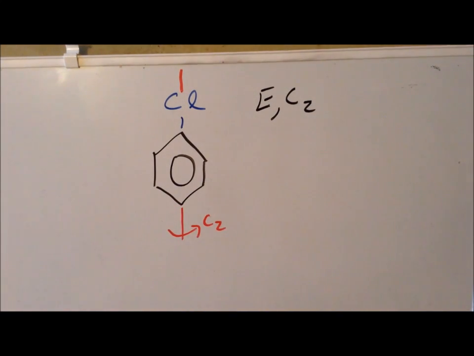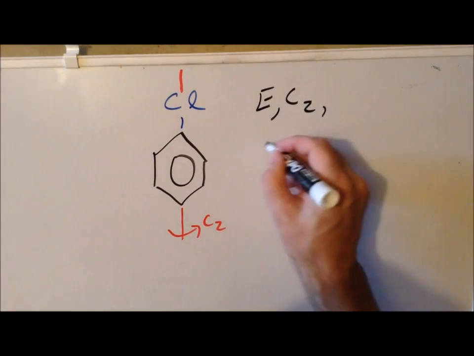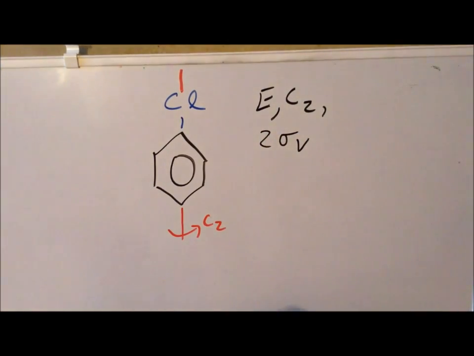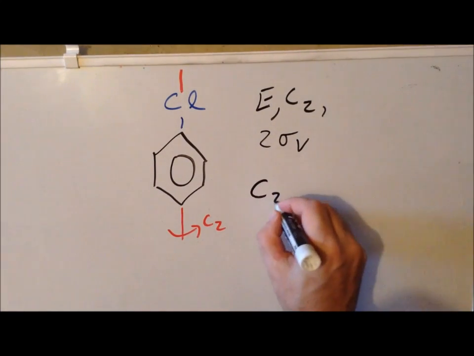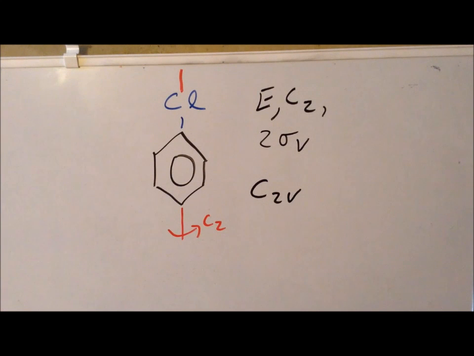So again, we have the point group with the identity, a C2, and two vertical mirrors. And by now, we should be pretty good at recognizing that this is the point group C2V. So a monosubstituted benzene, if it's monosubstituted with a halogen, whether it's chlorine, fluorine, bromine, or iodine, is going to now belong to the point group C2V.